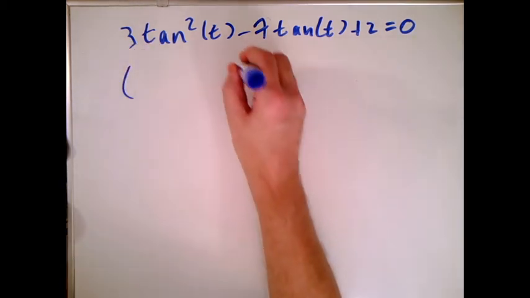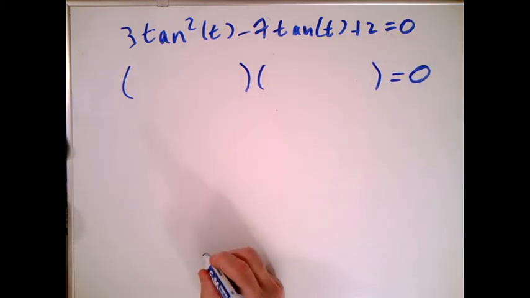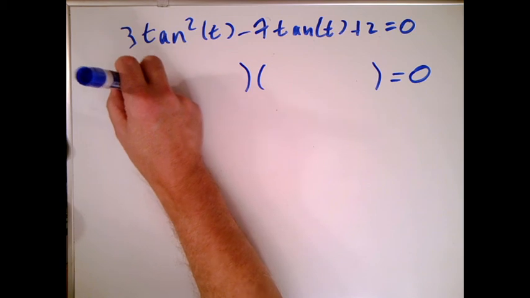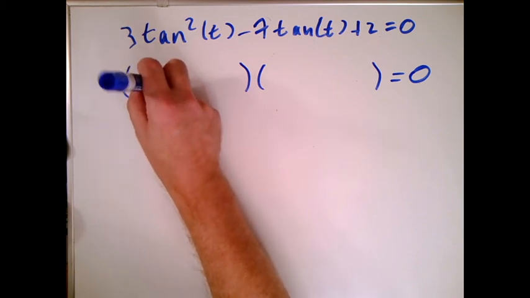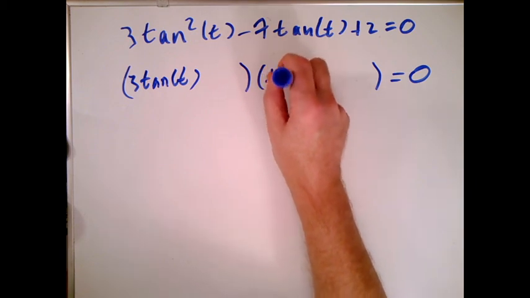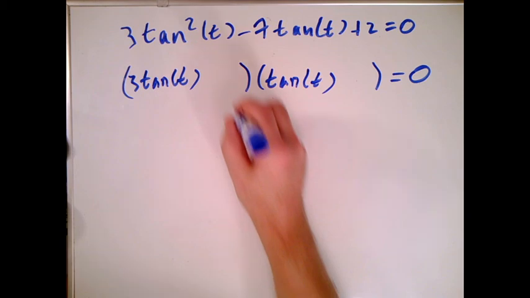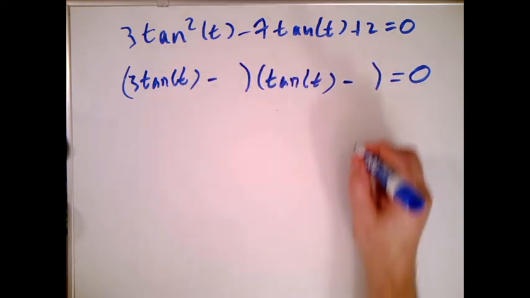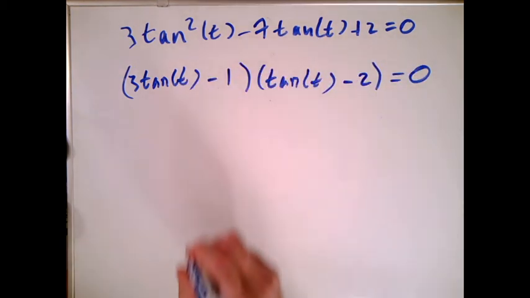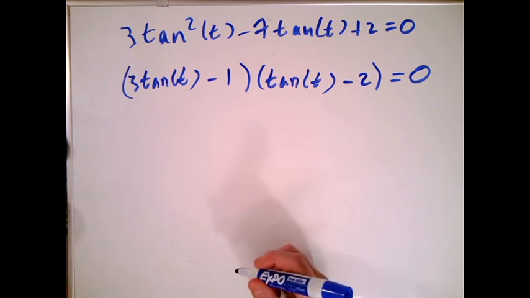So we're just trying to unfoil, because that's the intuition we're trying to build on. I want to have 3 tangent t here. This would have to be tangent t, because these two things multiply together to give me 3 tangent squared. I know it's minus, and I'm thinking it's 2 and 1. I think that works. That's minus 6. It does. It works.